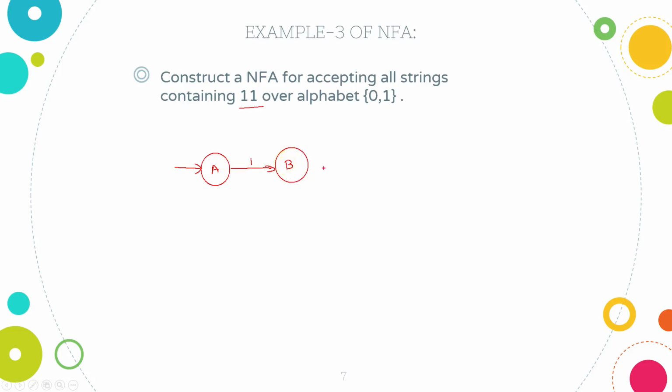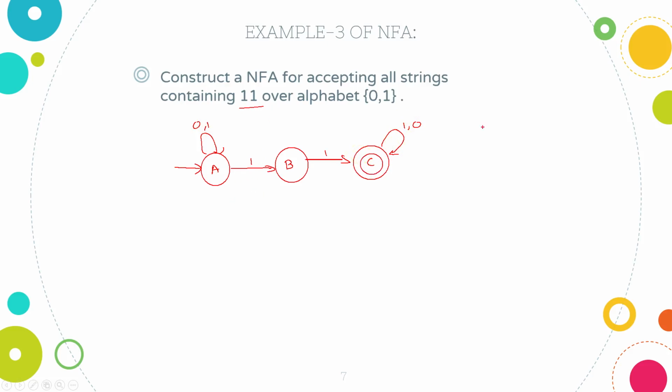So we'll write this 1, 1 over here. Now see, you start with 0, you start with 1, we don't care. The only condition is that it should contain the string 1, 1. And you end with 0, you end with 1, we don't care. So we'll write it as 1, 0. And let's make this the final state.